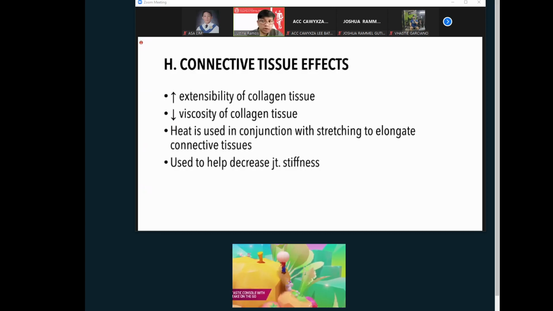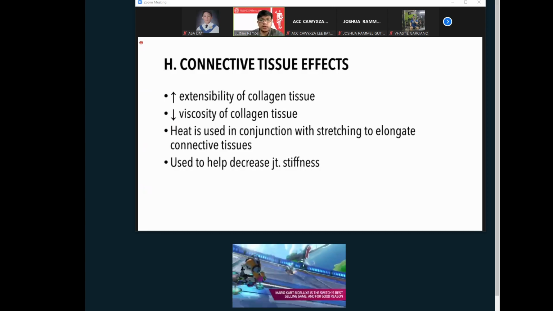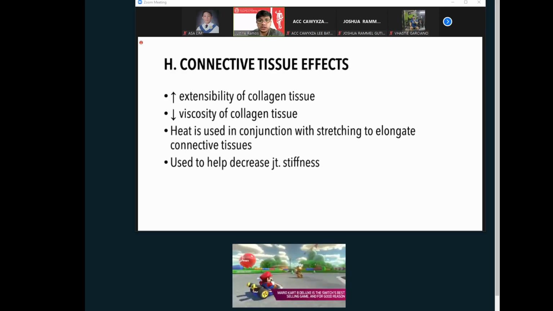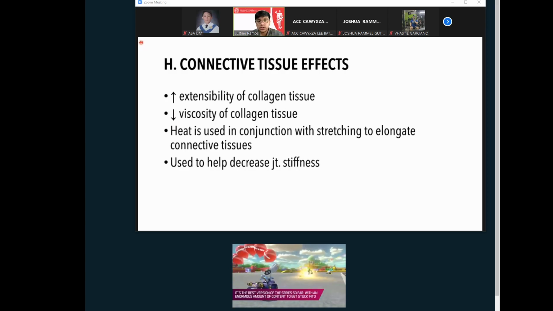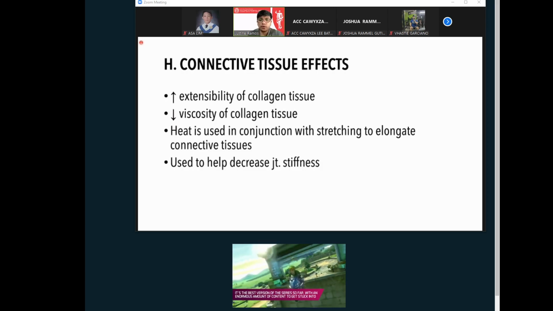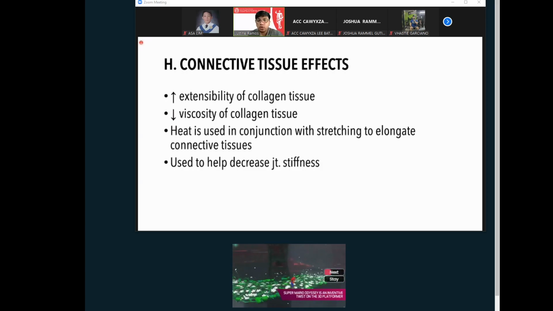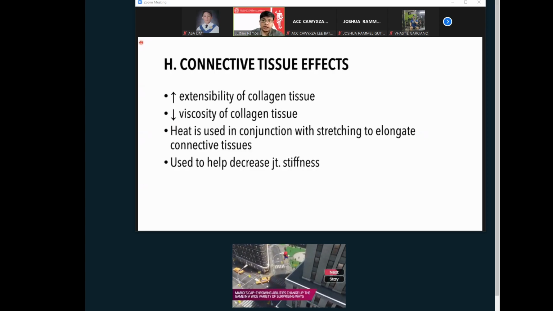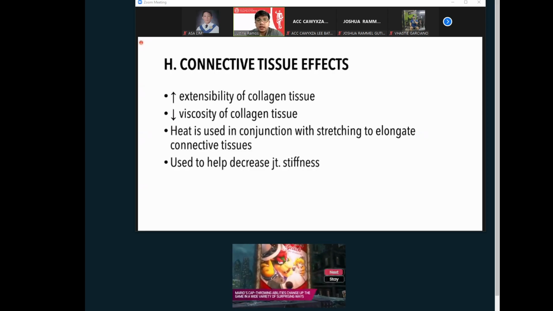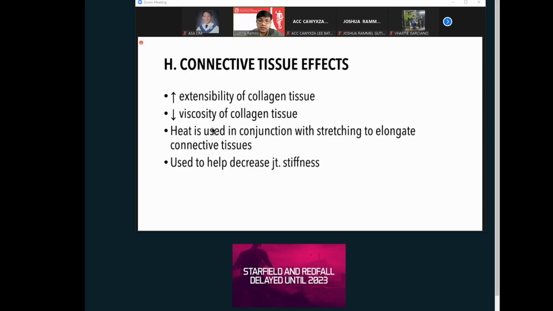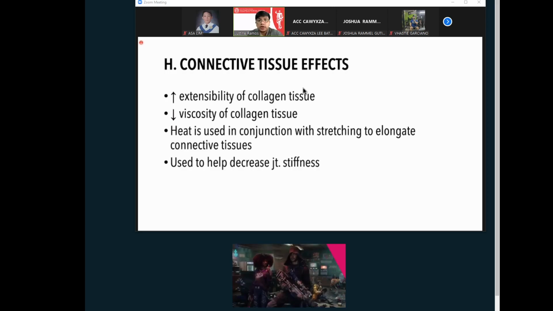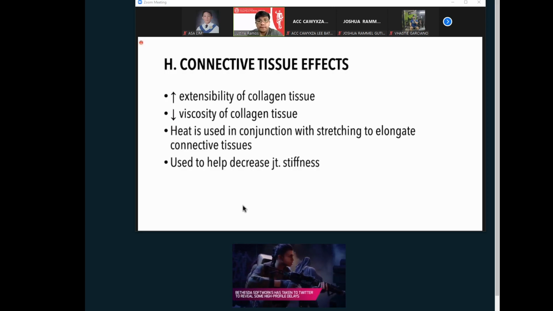So effect on your connective tissues. So it increases the extensibility of the collagen, decreases the viscosity of the collagen tissue, therefore allowing for the tissue to be elongated or to be stretched. Again, remember even if you achieve an increased extensibility or decrease in viscosity of the collagen tissue, if you won't stretch it, then you're not maximizing the effect of your modality.